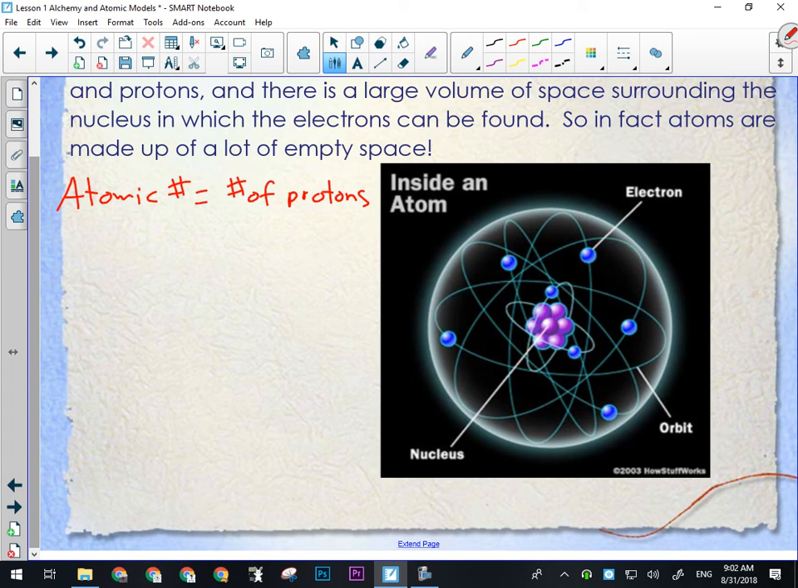And then if I want to calculate the number of neutrons, anyone know how I do that? You subtract the atomic number from the atomic mass. So you go atomic mass minus the atomic number.